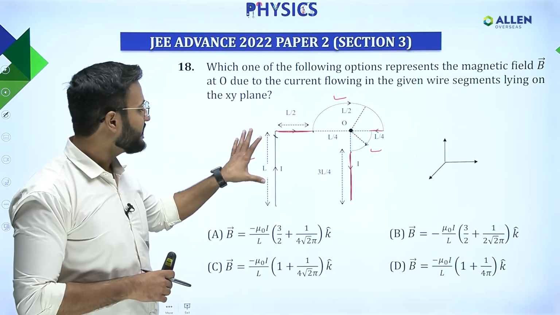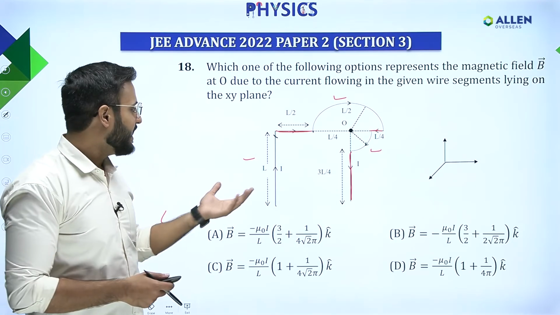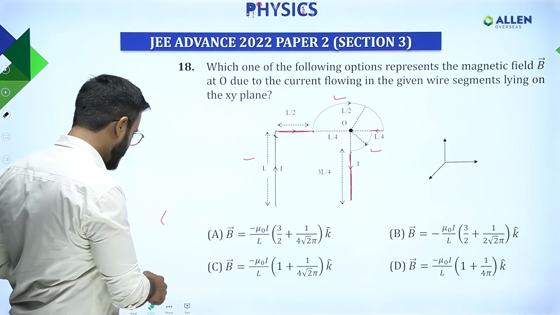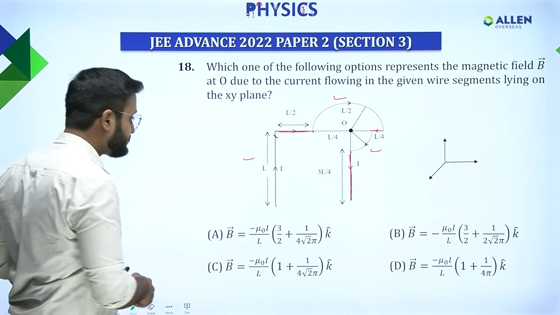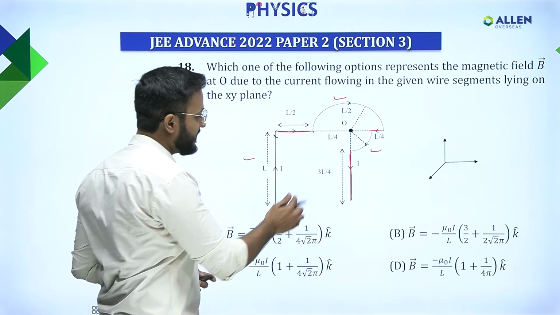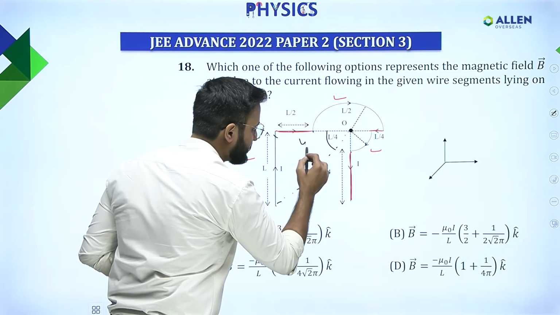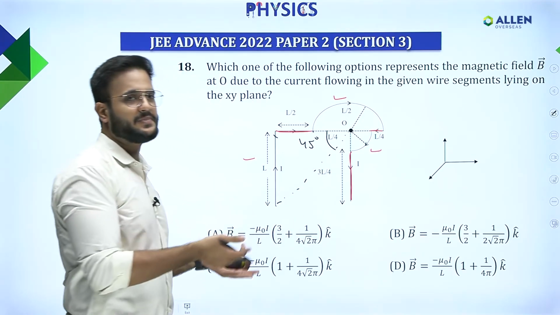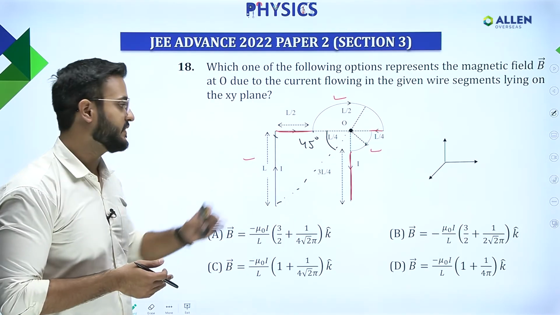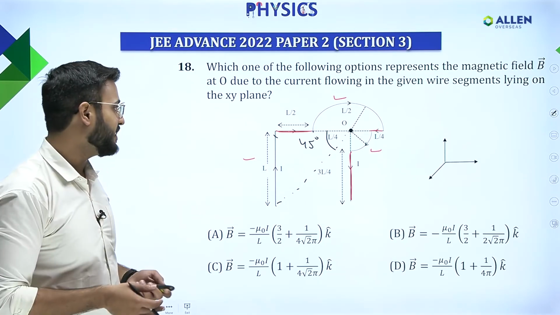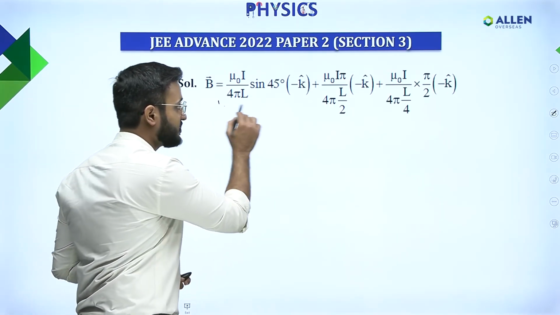For this wire, we can simply use the formula, and you must already be knowing the formula. If we have to calculate the magnetic field due to this wire, then we know that this angle is 45 degrees. So we simply have to place the value of theta as 45 degrees in the formula, and we will get this expression.